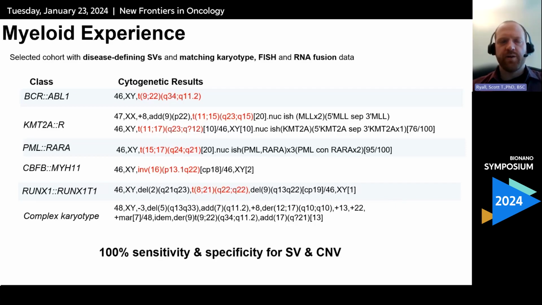And I don't want to spend too much time going through this, but what I want to emphasize is that we had 100% sensitivity and specificity. So anything that was picked up by our classical karyotyping or our FISH was also picked up by OGM, which was confirmatory to us and really great to see, that OGM can be used to identify those things that are most important from a patient and treatment perspective.